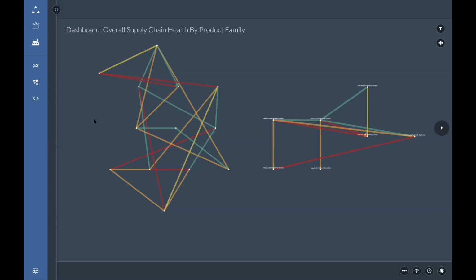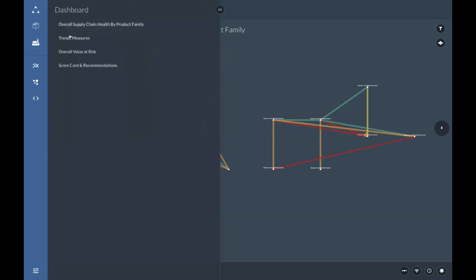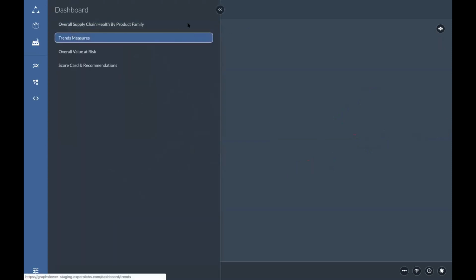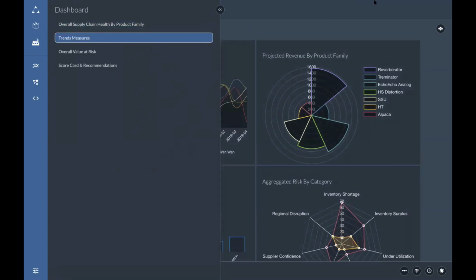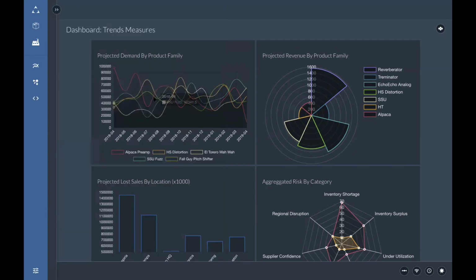So in this case, I'm going to go to a high-level dashboard first. What I really want to see first and foremost is trends around my data set at a high level. I want to see in aggregate where I may have a problem. So I can look at this with some very high-level measures. I'm looking here at my product families and what that demand may look like over time for the projected future.